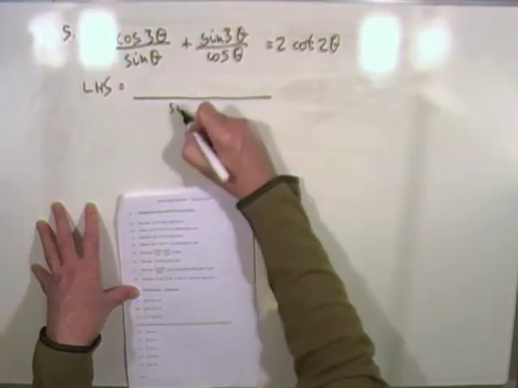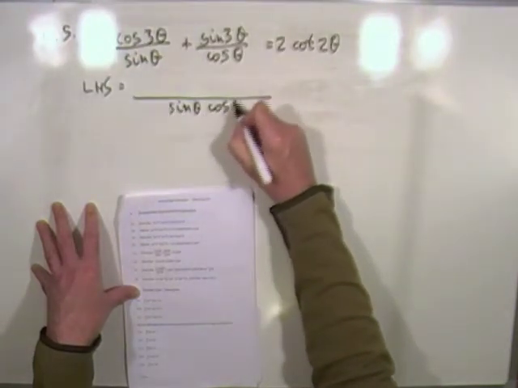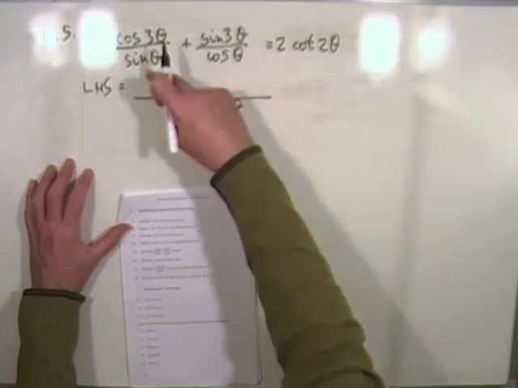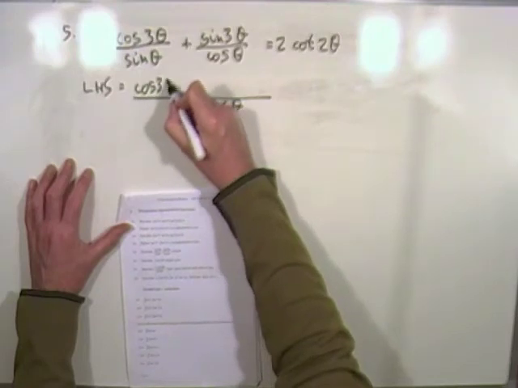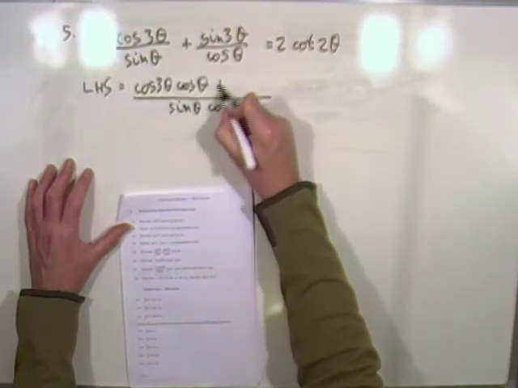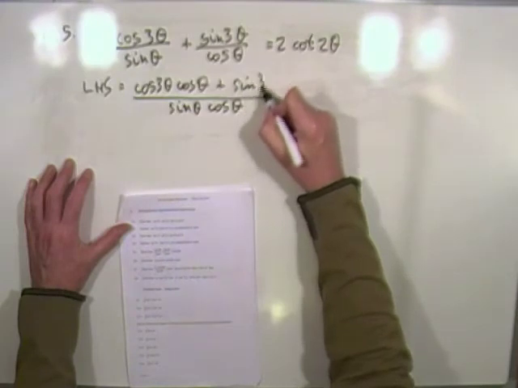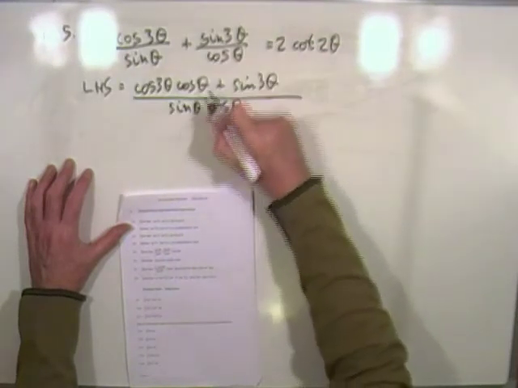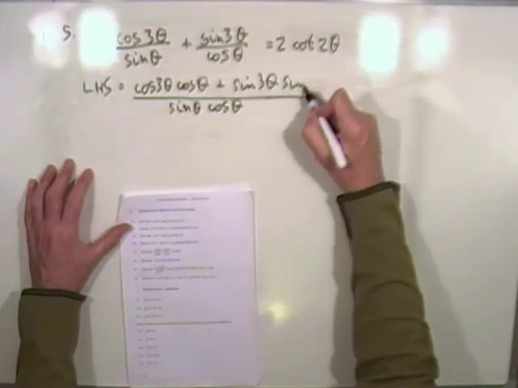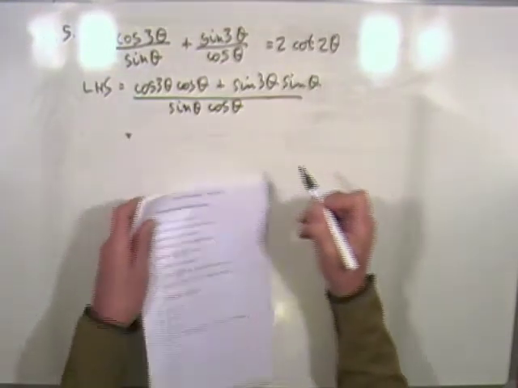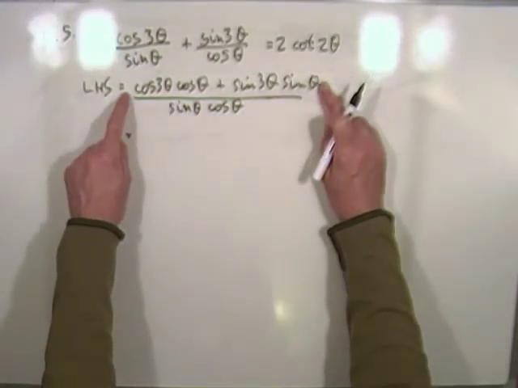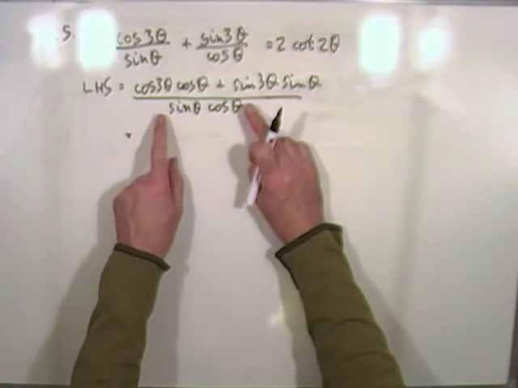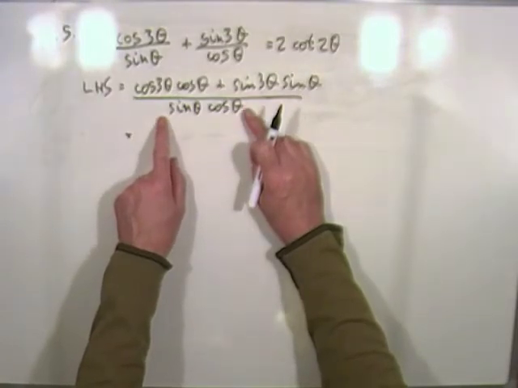Common denominator would be sine theta cos theta. So that's got the sine theta, it'll need to be multiplied by cos theta. So cos 3 theta cos theta. Sine 3 theta, that's got the cos theta, they both need to get multiplied by sine theta. Then you look at that and you can see a couple of patterns. The top of it is an expansion of cos A minus B. The bottom's almost the sine 2 theta one.